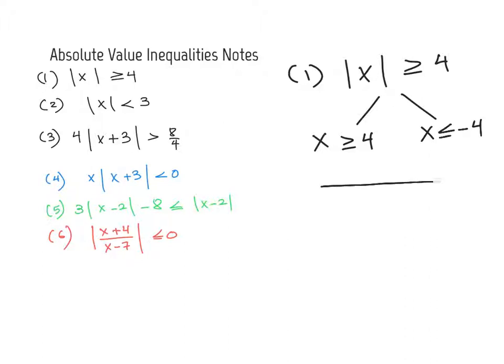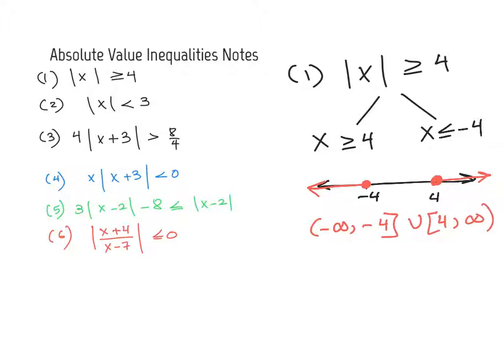So if I want to show it on the number line, and I put down the 2 numbers I just got, then my solution is going to be from 4 all the way to infinity, and then from negative 4 all the way to negative infinity. So then my solution is going to be from negative infinity to negative 4 inclusive, and then from 4 to infinity, where 4 is included as well. So that's number 1. It's a simple, straightforward absolute value inequality.